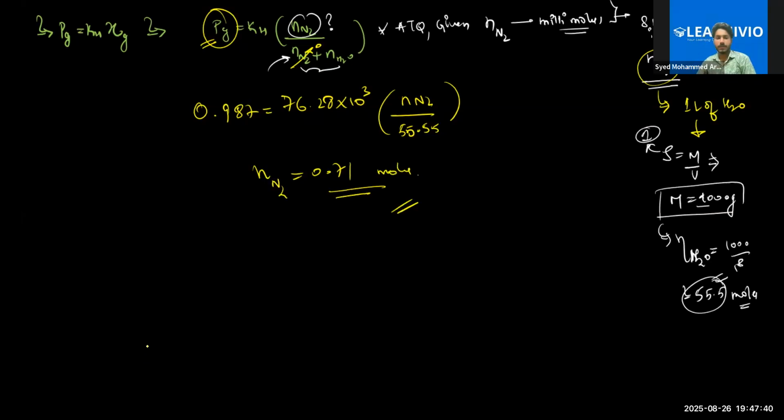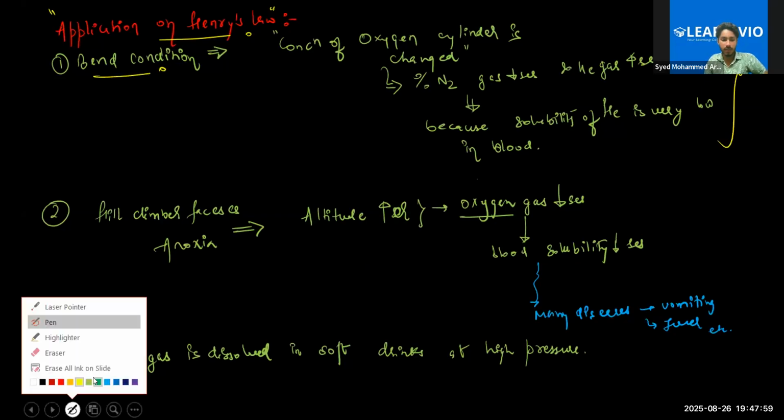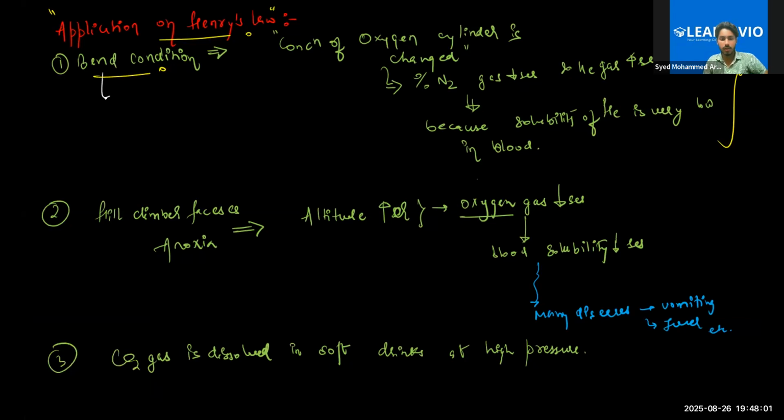Now, is there any doubt? No. Fine. Okay. Now we are going to move towards the application part of Henry's law. And what are the applications? In real life, I'm going to give you examples where Henry's law is applicable in the real world. There is a condition known as bends condition. What is this bends condition? Basically, this condition is related to scuba divers. Who are the scuba divers? These are the deep divers that go deep into the ocean.